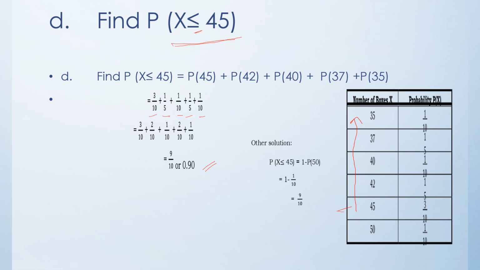Another solution will be 1 minus the probability of 50. Since we all know that the sum total of the probability is equal to 1, and 50 is not included in the unknown, what we're going to do is just subtract the probability of 50 from 1. So 1 minus 1 over 10 will still give us 9 over 10 or 0.9.